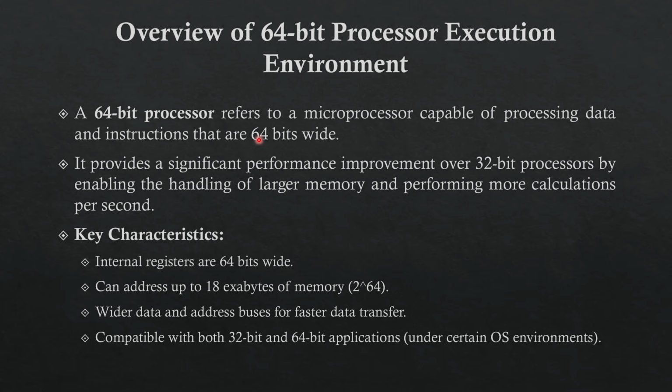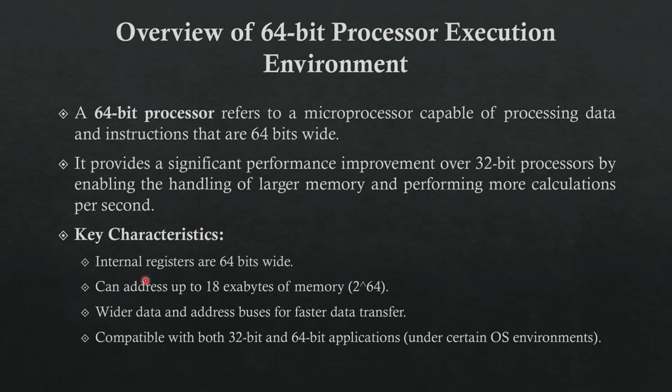So coming to the overview of 64-bit processor execution environment, a 64-bit processor refers to a microprocessor which is capable of processing data as well as instructions which are 64-bit wide, right? It provides a significant performance improvement compared to the 32-bit microprocessor, because those 32-bit microprocessors can operate on data or instructions of 32 bits, but now we have enhanced parameters like large memory capacity, and more calculations can be performed per second, right? So these are certain features of the 64-bit processor execution environment.